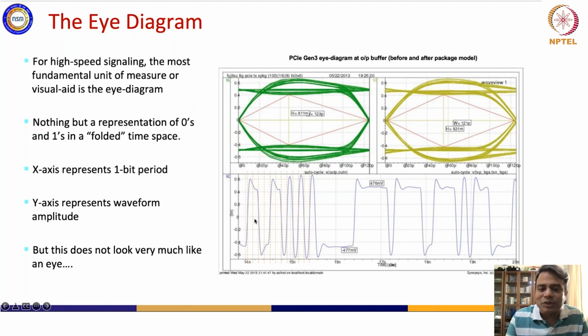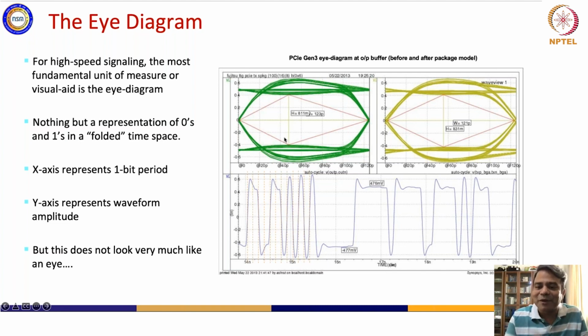Every 0 and 1 has a bit period. The period of this bit is nothing but the reciprocal of the frequency. So if you're transmitting data at 25 gigahertz, the bit period is a certain number of nanoseconds. So if you plot all the bits in that window and then overlap all the other bits, you will see something that looks like an eye, okay? Where the x-axis represents the period of your bit, and the y-axis represents the amplitude of your bit.